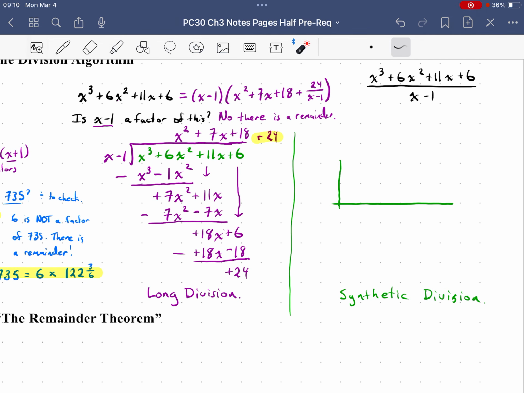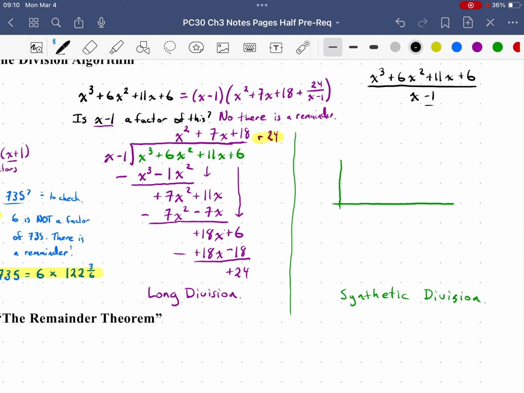So here's what we do. We take our minus 1, we put a minus 1 right here. We're going to put a subtraction sign here. Then we take the coefficients. The coefficients are 1, 6, 11, plus 6, and we write them out right here. So plus 1, plus 6, plus 11, plus 6.